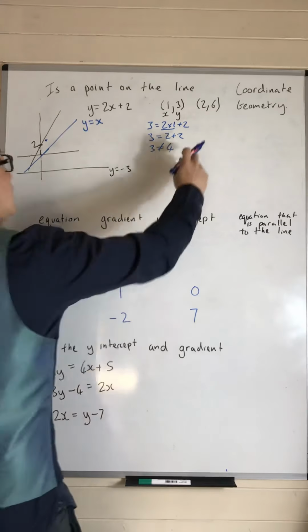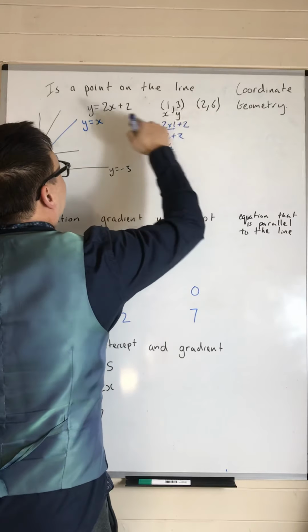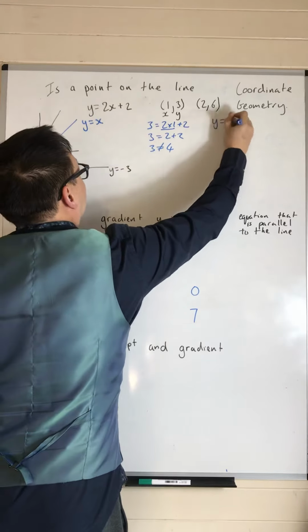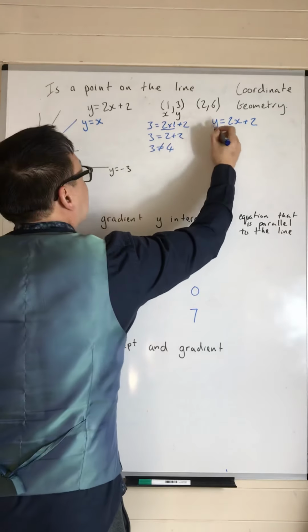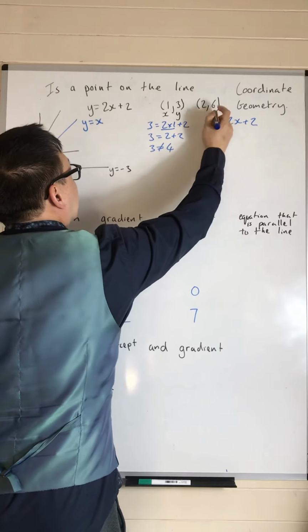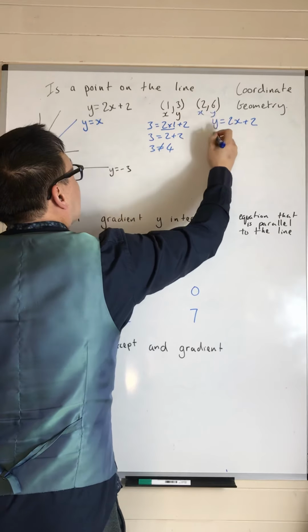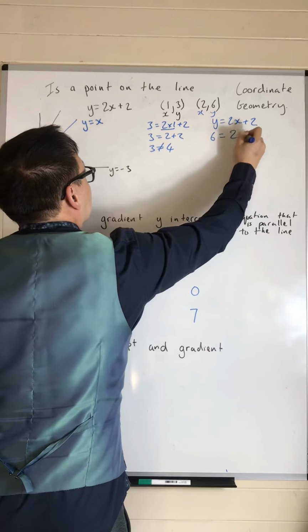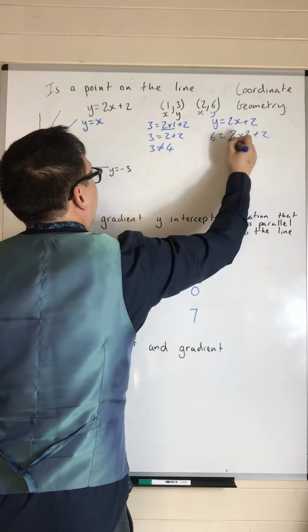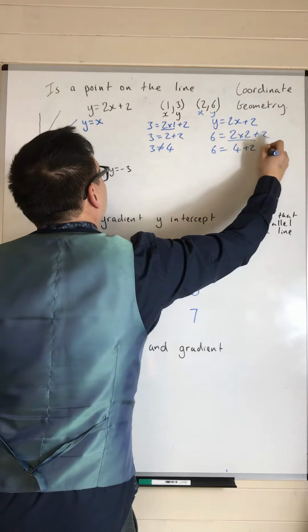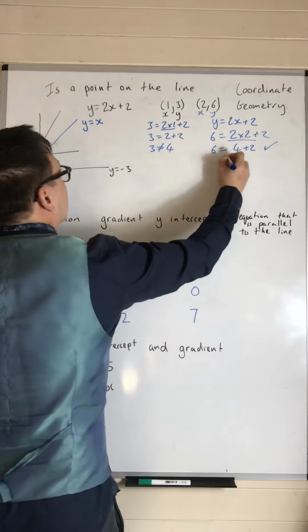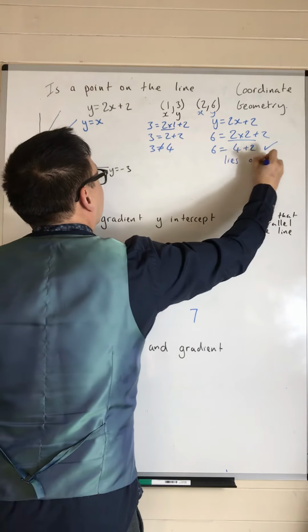and it will lie below the line. Let's try this coordinate. We've got y equals 2x plus 2, the equation of the line. x is 2 and y is 6, so let's substitute the 6 in. So 6 equals 2 times 2 plus 2. Remember BIDMAS: 6 equals 4 plus 2. It does, so it lies on the line.